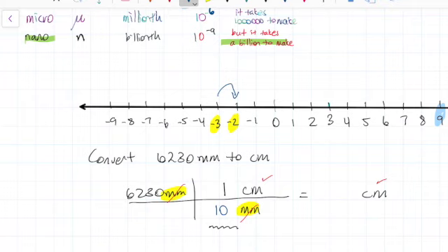Now, if you look at a ruler, you can prove that to yourself, but sometimes we get so bogged down in the weeds, we forget to think logically. So it only takes 10 millimeters to make 1 centimeter. So I'm dividing by 10. In this case, 6,230 millimeters to centimeters divided by 10 is going to be 623 centimeters.